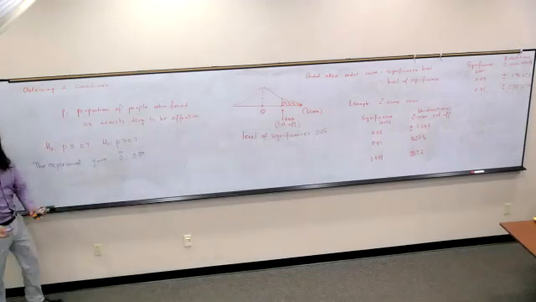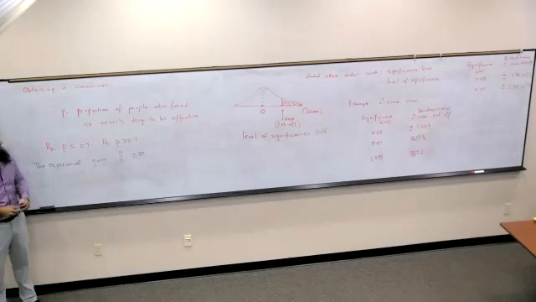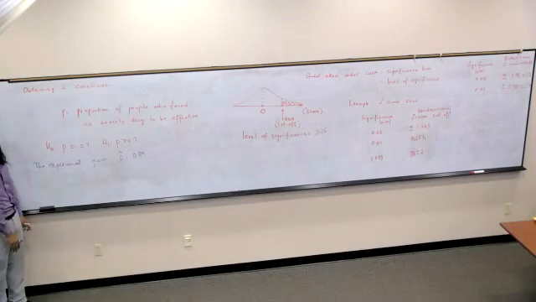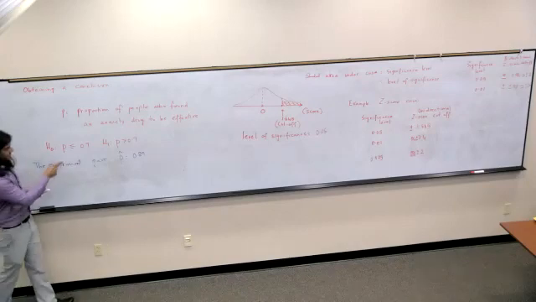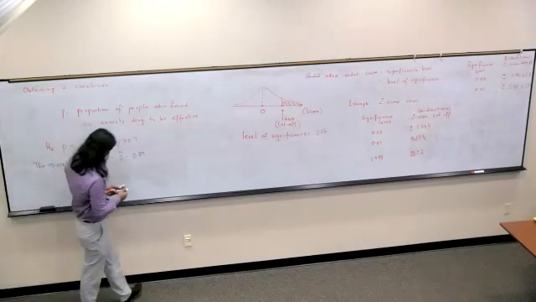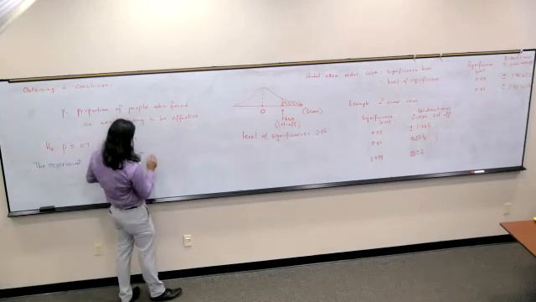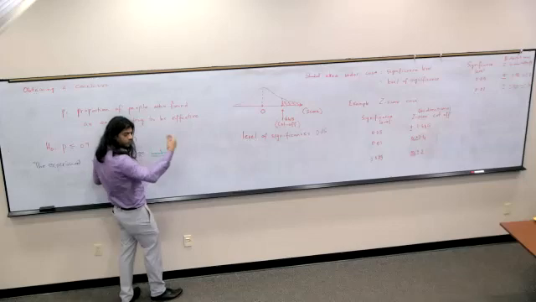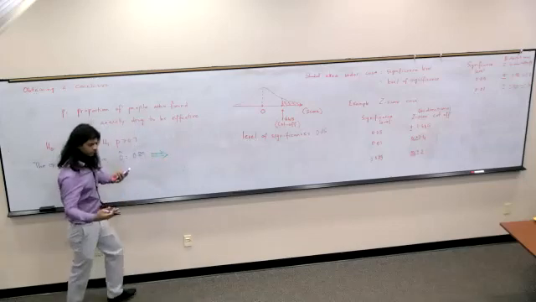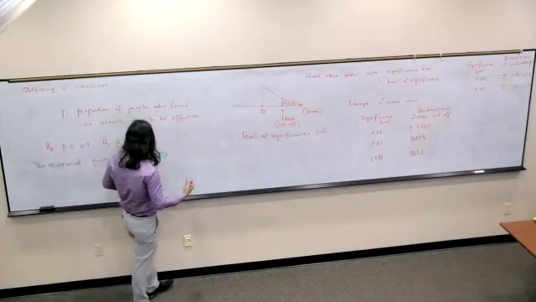Is P hat bigger than 0.7? Yes. Can I jump to conclusion and say that it is effective? No. We want to see if it is statistically significant. So P hat is 0.89. I'm giving you this. When we get to the test, I'll show you how to compute this value.